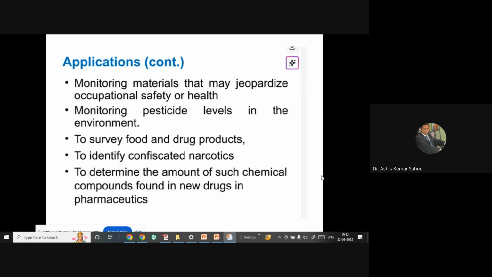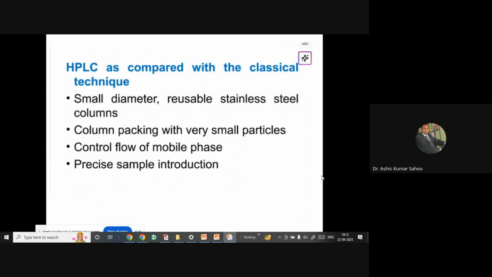Monitoring materials that may jeopardize operation, monitoring pesticide levels in the environment, to survey food and drug products, to identify counterfeit narcotics, and to determine the amount of species, compared with classical techniques. Small diameter, reusable stainless steel column plates with very small packing. So these are the different uses for the column.